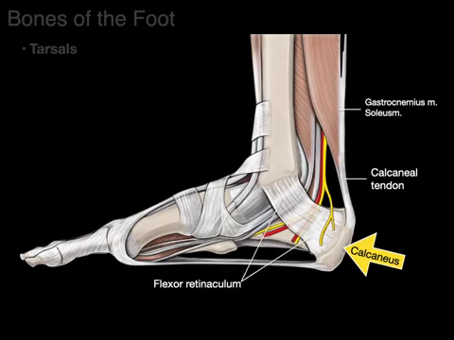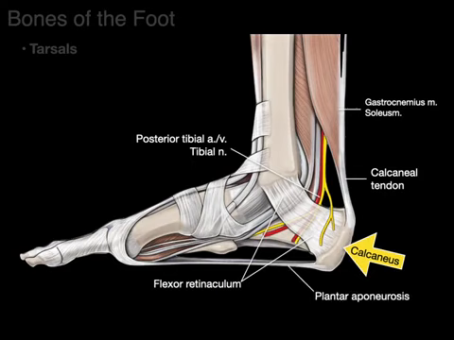We also have the flexor retinaculum coursing from the medial malleolus to the calcaneus, and that forms the roof of the tarsal tunnel where the posterior tibial artery and vein and the tibial nerve course from the posterior part of the leg through the tarsal tunnel into the plantar surface of the foot.